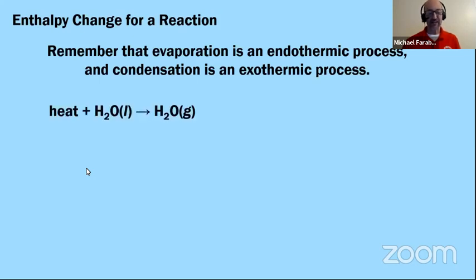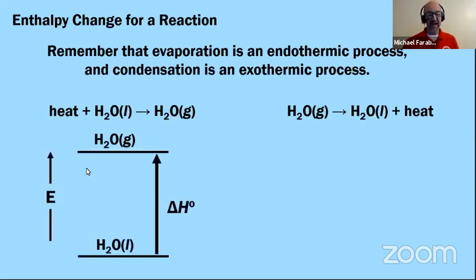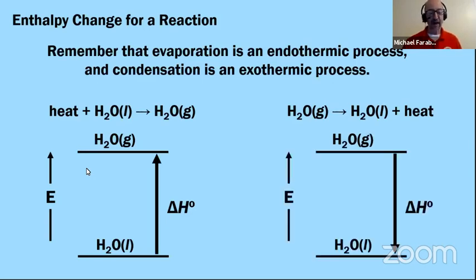So evaporation is endothermic. Condensation is exothermic. So what does that tell us about the relative energy values between liquid water and gaseous water? Well, gaseous water should be at a higher energy level than liquid water. And it doesn't matter whether the arrow is going up or down in these diagrams, it still shows that water vapor is at a higher energy level.